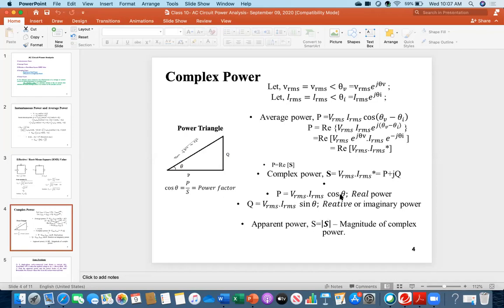And how is it determined whether the power will be high or low? This is the main thing, this Q. Q will govern that. As I said, if you can make theta 0, that means your Q should be 0. But again, in real practice, you cannot make that Q 0. And that Q is the reactive or imaginary power. So what is that Q?